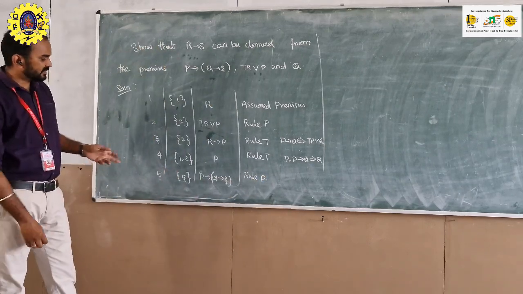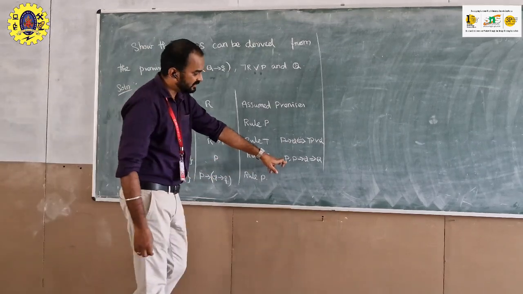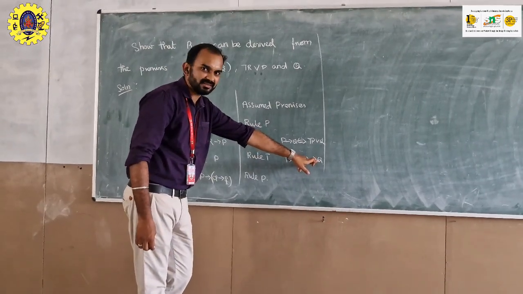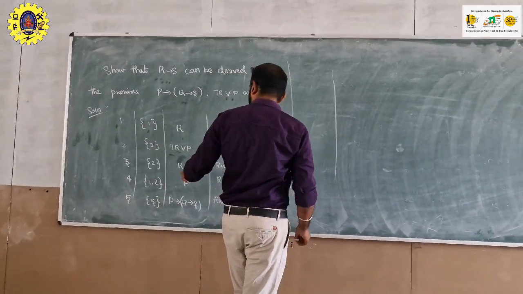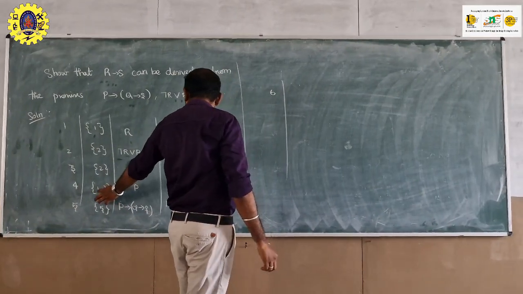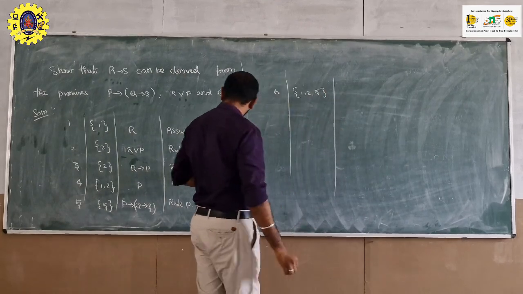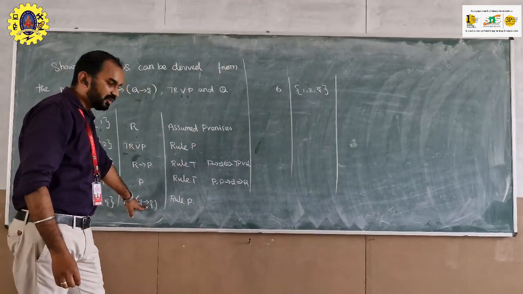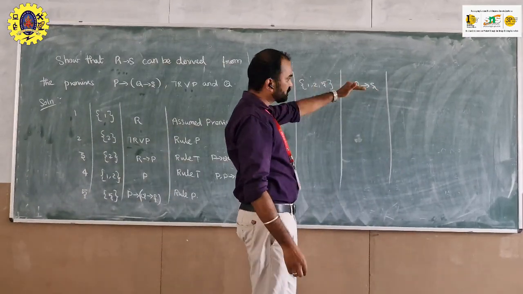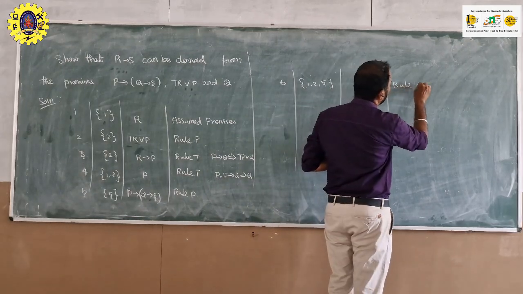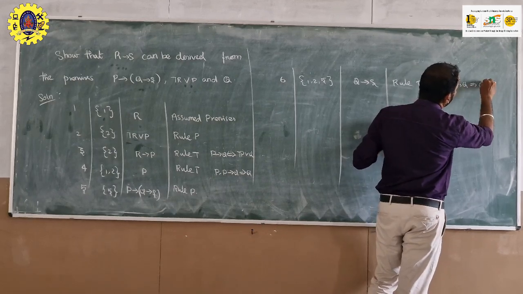Okay. Next, consider 1, 2 and 5. Here also the formula P, P then Q gives Q. Here P, P then Q then S. So step number 6 is from premises 1, 2 and 5. P, P then Q then S gives Q then S. Here I use the formula, so rule P. The formula is P, P then Q gives Q.